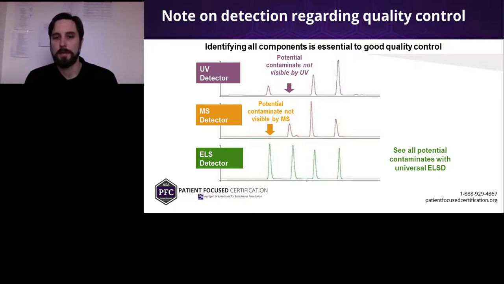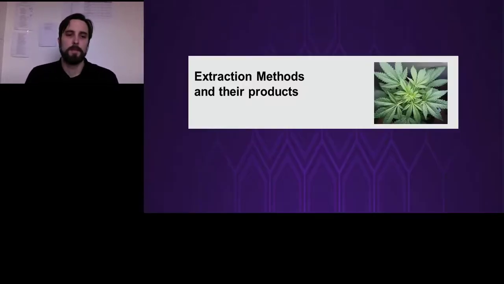Now you have a UV detector. Like I said, compounds are going to respond differently to that, even related compounds, and some may not even be visible, maybe a potential contaminant. Likewise with an MS detector, maybe it's not visible by mass spec. But there's also evaporative light scatter detectors, which can detect everything. They're not quantitative, but using this conceptual example, you can see why you might want to use different detectors for different samples.